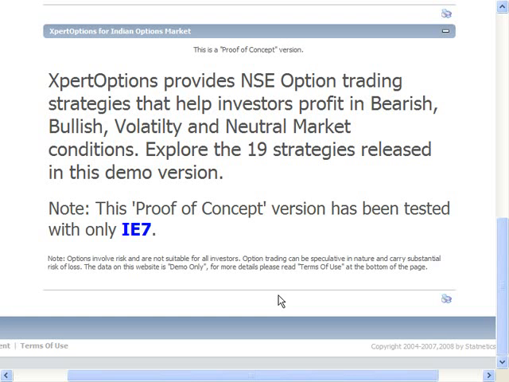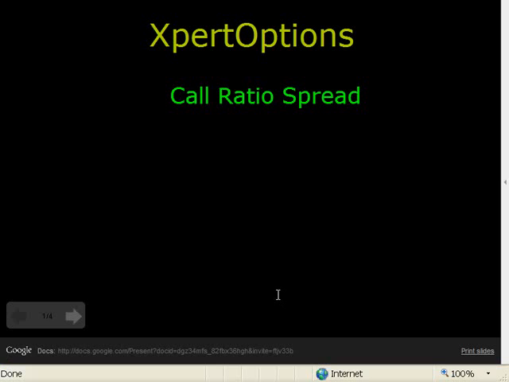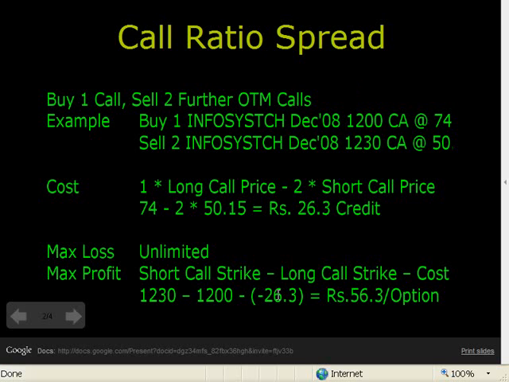In this screencast, we're going to look at call ratio spreads and how Expert Options is going to help us identify the best possible call ratio spread positions in the NSE market. First, we will look at a two-slide overview of what a call ratio spread is and then move on to Expert Options. A call ratio spread is buying one call and selling two further out of the money calls.